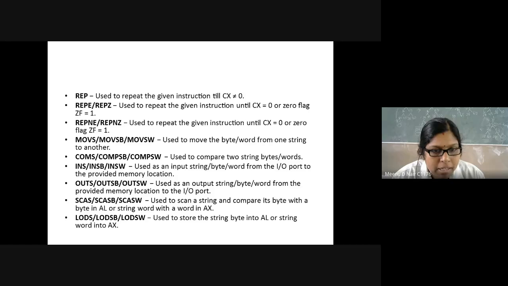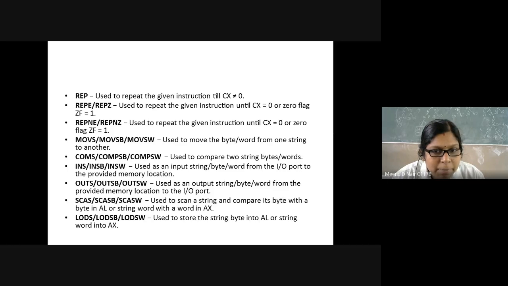Then CMPS means compare. CMPS means compare byte or word. S means it is a string operation. So compare byte or word, compare two bytes or words. That is what the CMPS command is used for.